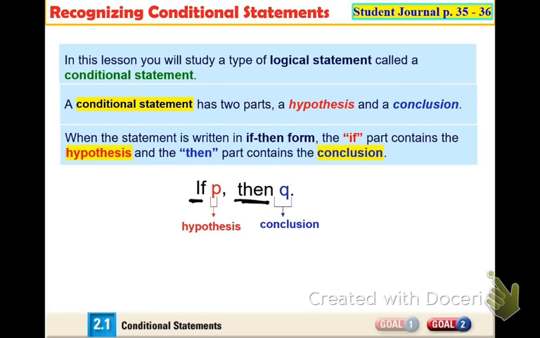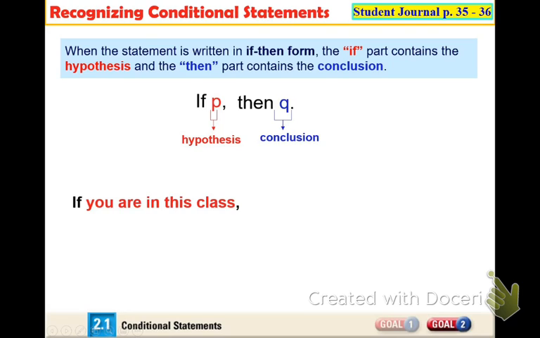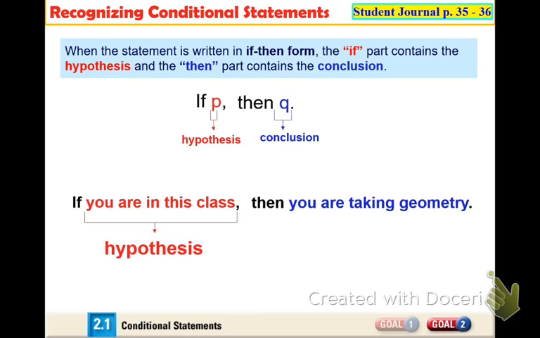Okay, so I think I show you an example here. If you are in this class, then you are taking geometry. What is the hypothesis? You are in this class. So notice if is not a part of the hypothesis. All right, and then the conclusion is you are taking geometry. Okay, so you're going to learn geometric properties that go with this and why it matters later on.